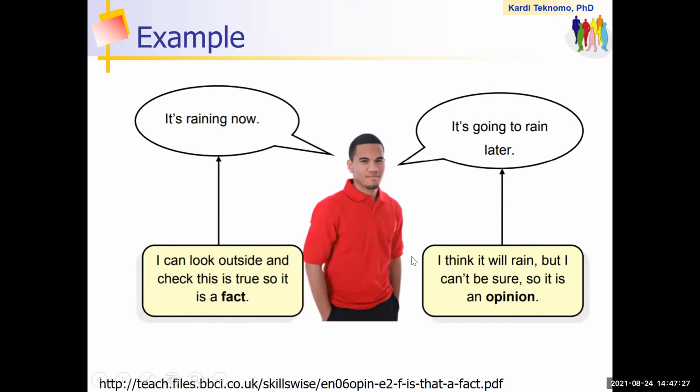So, to give an example, someone said it is raining now. So I can look outside and check if it is true, then it is a fact, right? But when the same person says it's going to rain later, you will say, I think it will rain, but I'm not sure, right? So it is an opinion.